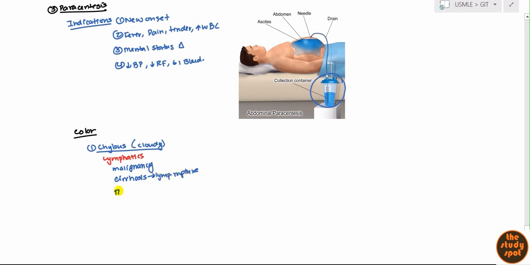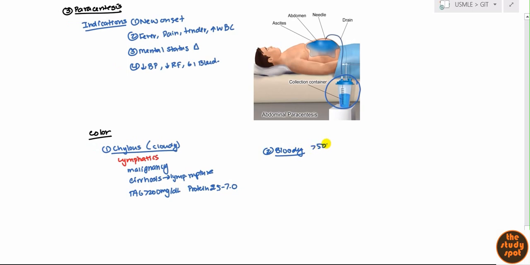When you check the fluid, you'll see that it has a high fat level, triglyceride level greater than 200. The protein is going to be anywhere from 2.5 to 7.0, so it'll be an exudate. On top of that, the color can also be bloody, and generally when it's bloody, there has to be more than 50,000 red blood cells per millimeter cubed. If it's pink, then it's going to be right around 10,000.